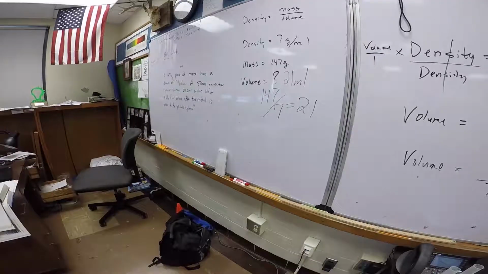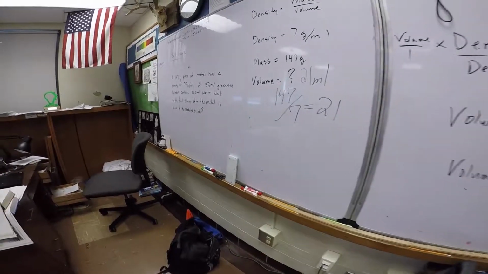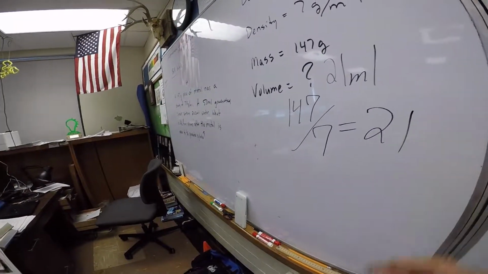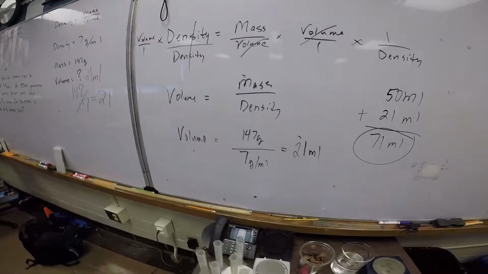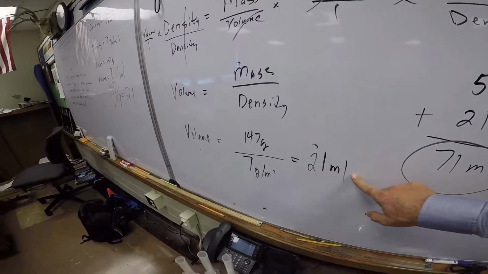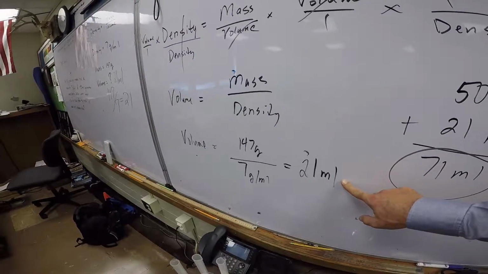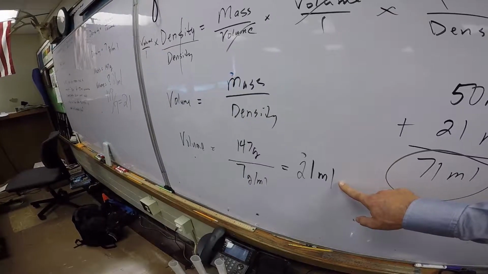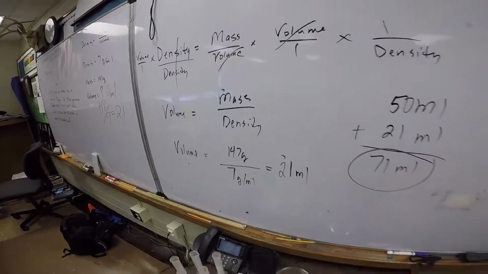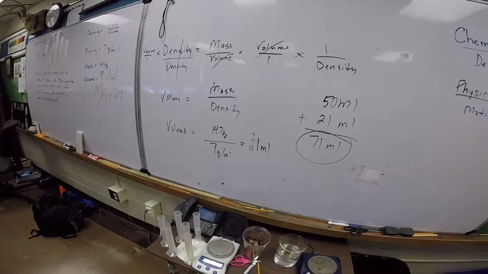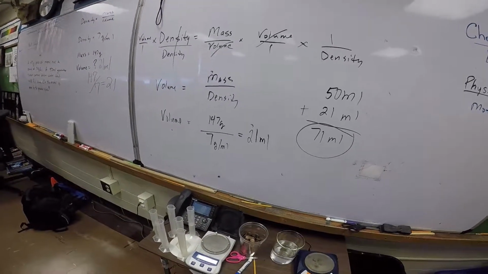Wait, is that the answer? Yes, so Max set up the problem right. He got 21, but it's actually 21 milliliters. Then once the 50 milliliter graduated cylinder contains 20 milliliters of water. What about that? Right, it says, what is the final volume after the metal is added to the graduated cylinder?